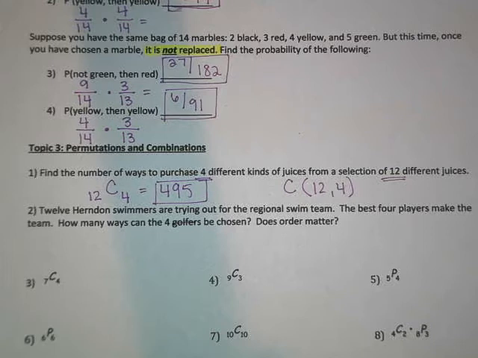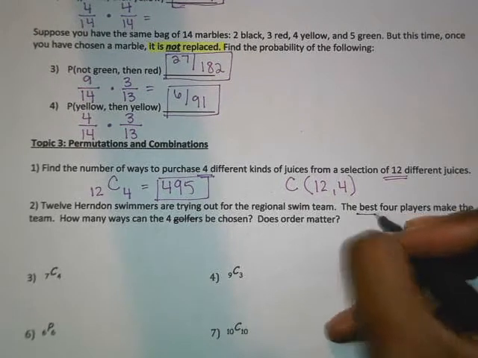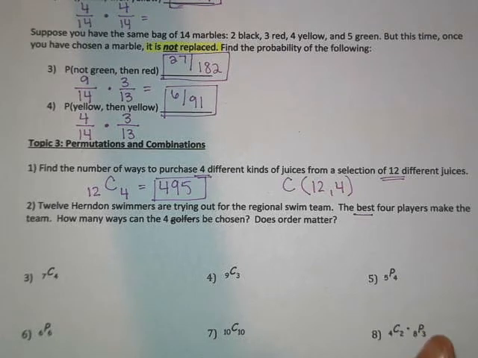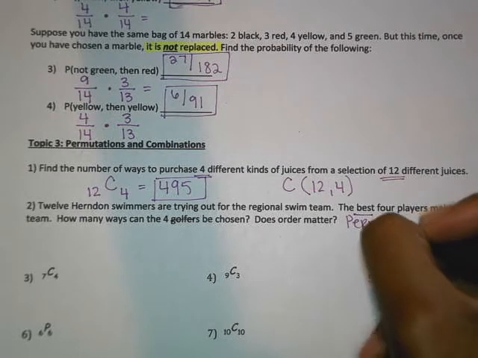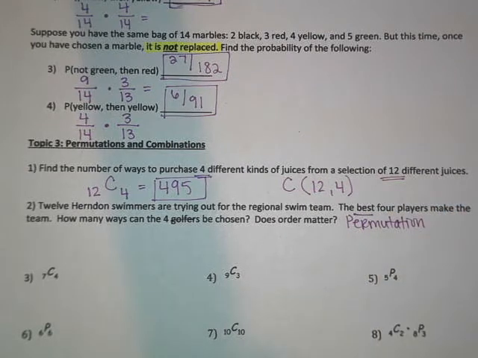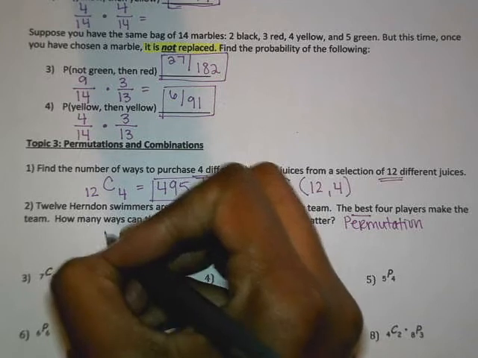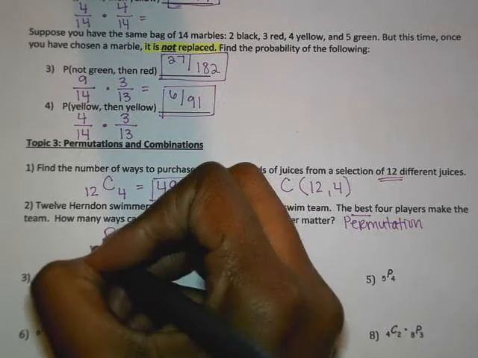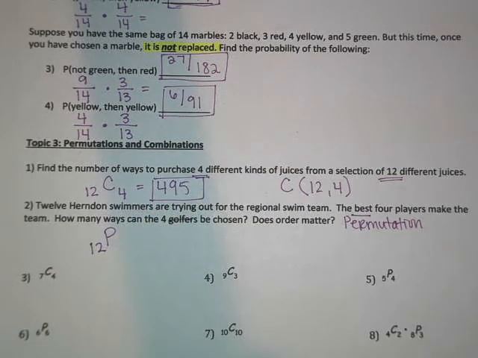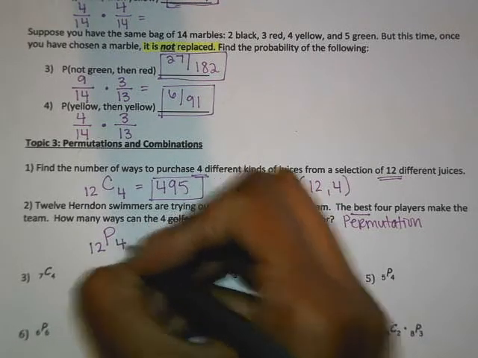All right, so does order matter? Yes, because we're talking about the best. When it says the best, that means that something is going to count to tell us how we're going to put them in order. Okay, so order does matter. So this would be a permutation. All right, so here's my expression. I have a permutation. My total number of swimmers, I have 12, and only the best 4 can make the regional swim team. So that is 12P4.